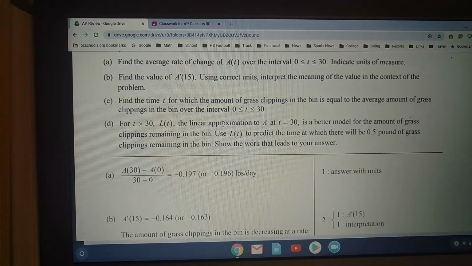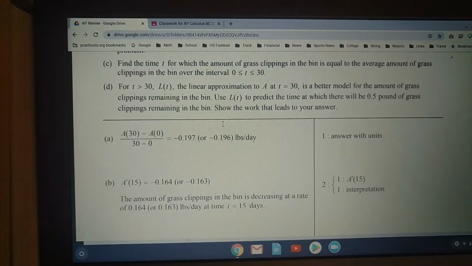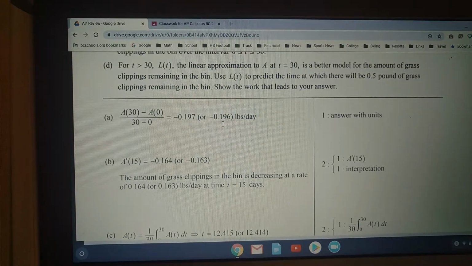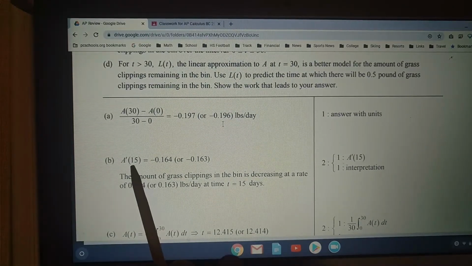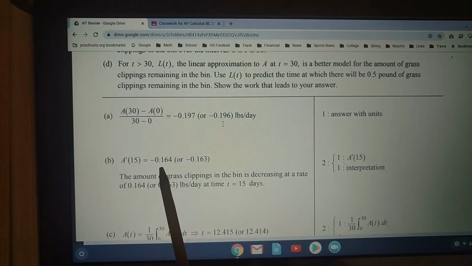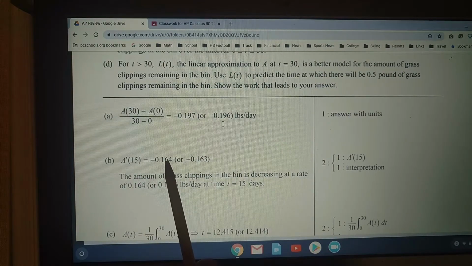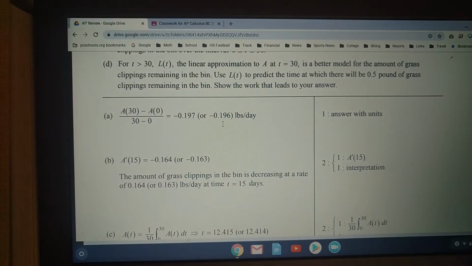All right, now for part B. For part B, it's worth 2 points. First off, you have to find the derivative at the time 15, so that's something where you can just simply go ahead with your calculator, and you need to see some expression there, not just the answer, but that you're taking the derivative at a time of 15 and getting the negative 0.164. This negative 0.164 gets you the 1 point.